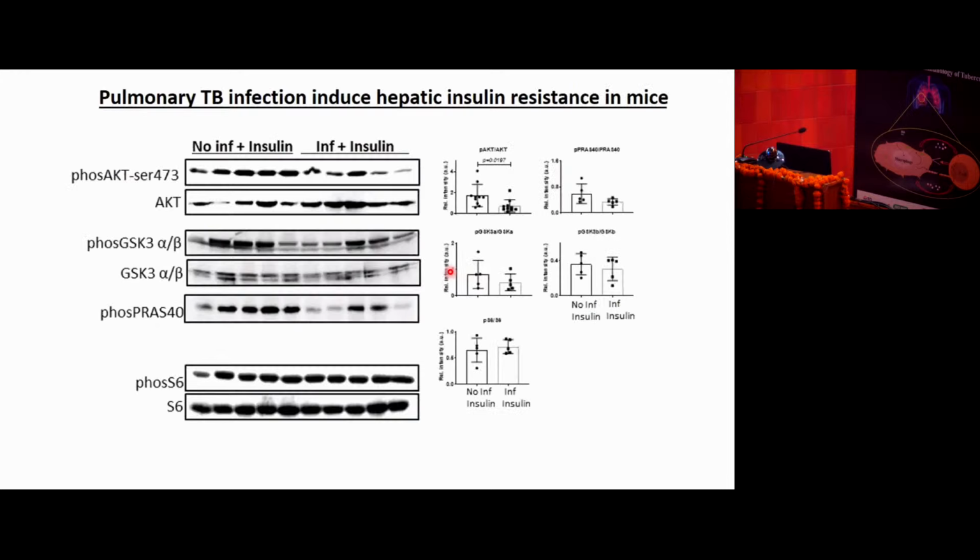Similarly, we wanted to see how the insulin response is in the liver, and we could see that for the phosphorylation of AKT, at the cell level there was no difference, but when we give exogenous insulin, we see that in the infected animal the AKT phosphorylation is less in TB. So that means the systemic insulin resistance that we have observed could be related to diminished insulin signaling in the liver.